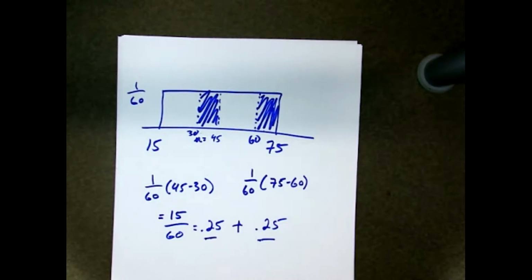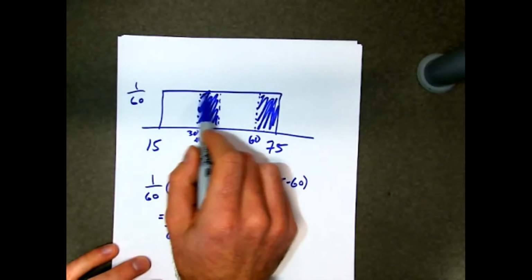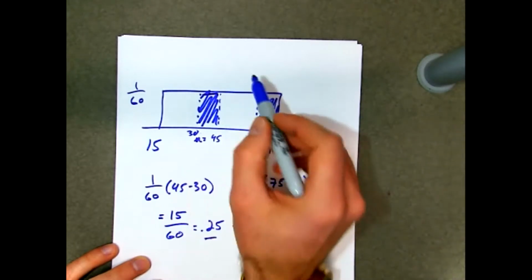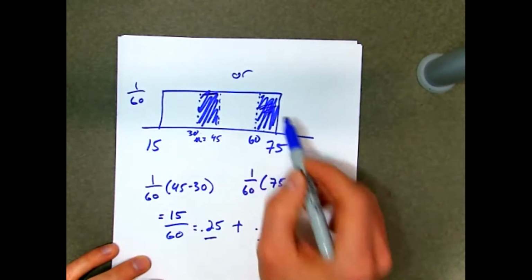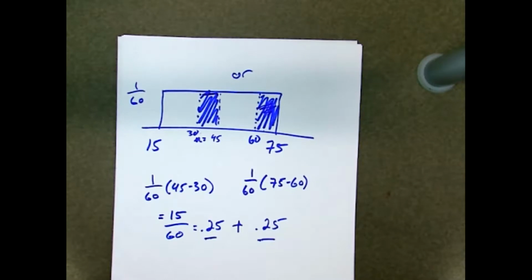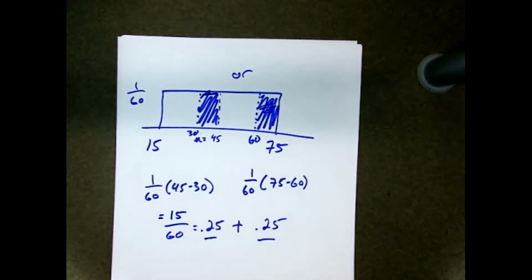Any questions on that one? So that would be if I change the problem to instead say, what's the probability it's between 30 and 45 or between 60 and 75? Okay with that?